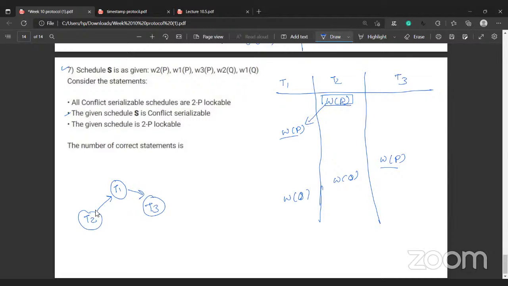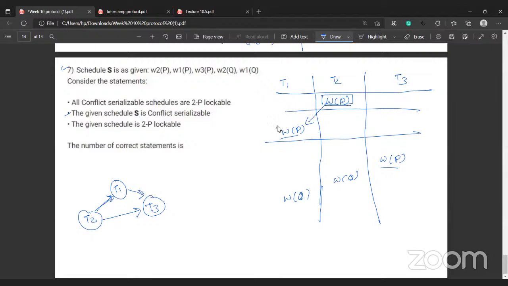So T2 to T1 will be there. Then you can see WP and the WP, right? You have to go one by one. So you can see that W2P, so there will be conflicting instructions WP and the WP, right? So there will be an edge T2 to T3. You got it? Why did you get T2 to T3? Yes. Then we have to see.